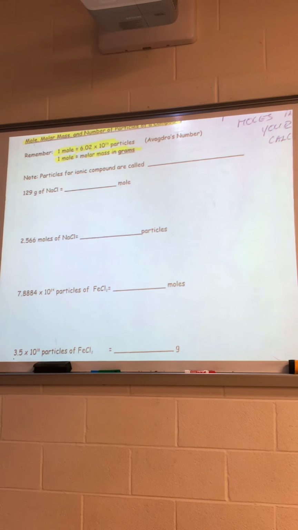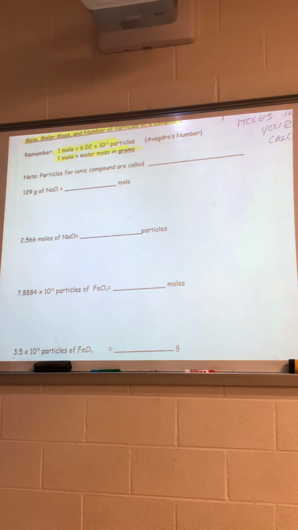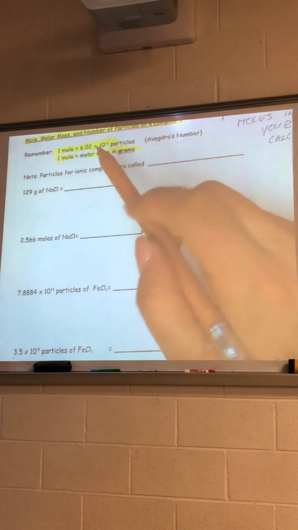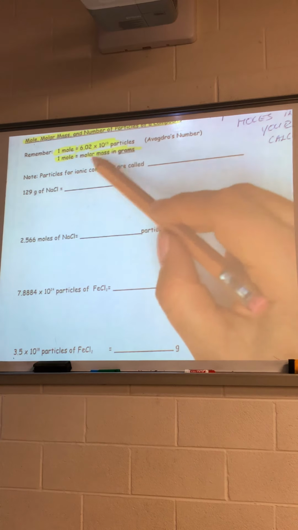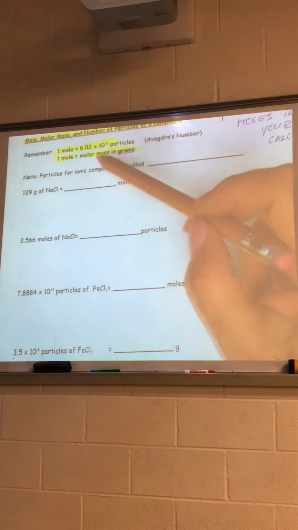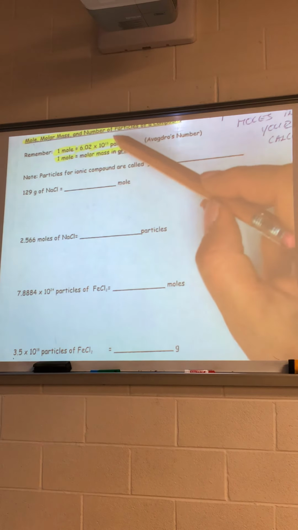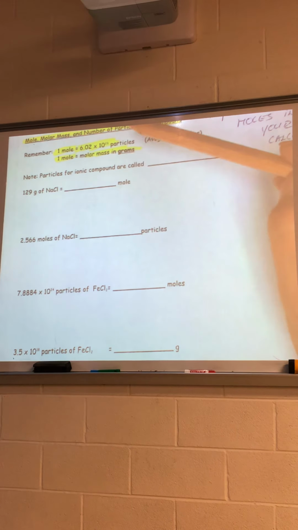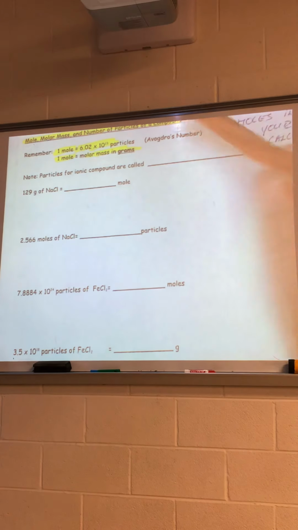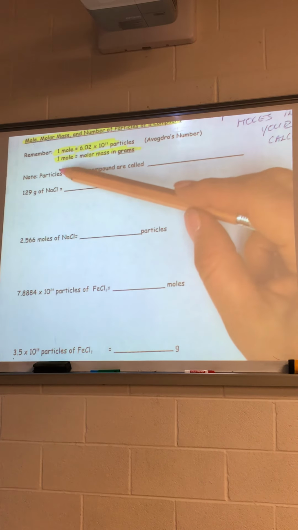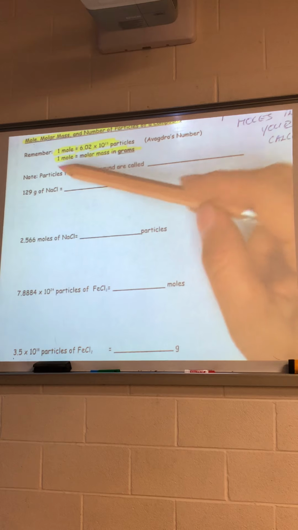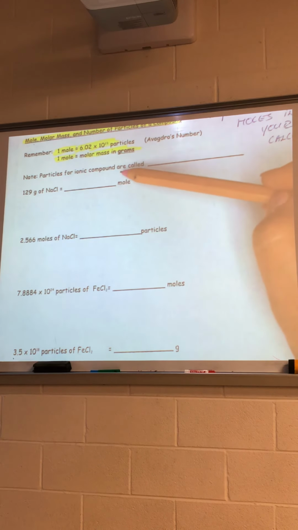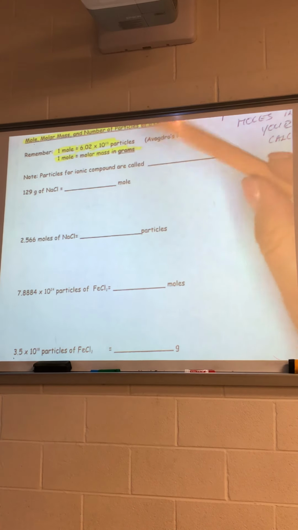Alright, students, welcome to the second part of this lecture. We're talking about mole, molar mass, and number of particles of a compound. What you need to remember is that 1 mole contains Avogadro's number of particles, which is 6.02 times 10 to the 23rd particles. And 1 mole equals the molar mass in grams, which we discussed in the periodic table. Note to self, and this may be on your quiz, particles for ionic compound are called formula units.